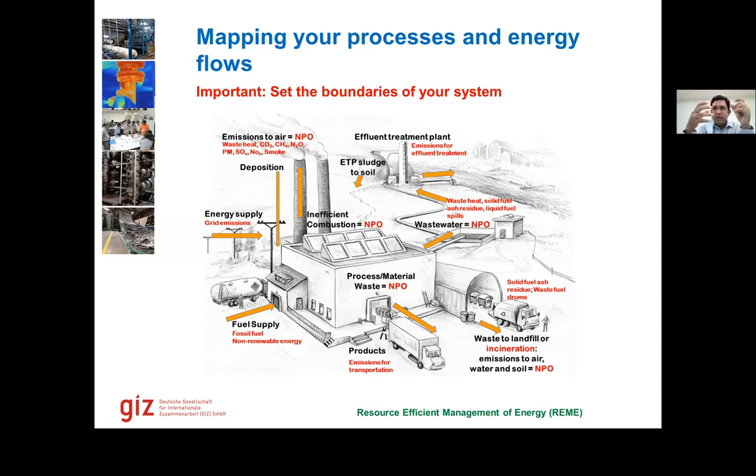This wet scrubber, we settle down the waste water from the wet scrubber, and the relatively cleaner water goes towards the effluent treatment plant. But this already has a lot of ash residues as well. So this also goes there. And then when it goes to the effluent treatment plant, we have emissions from the treatment, and then the sludge goes to the soil.